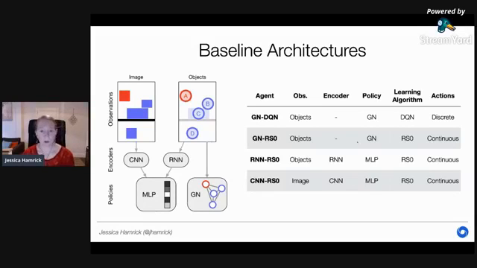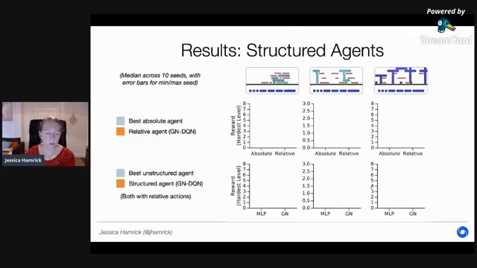I'm not going to really go through the details of them, but we tried to be pretty thorough in terms of comparing to a fairly wide range of baselines here. But the important thing is that these other types of architectures don't have the same notion of the structured representation and the structured actions that our full GN-DQN agent has. And we can look at what the implications of this are.